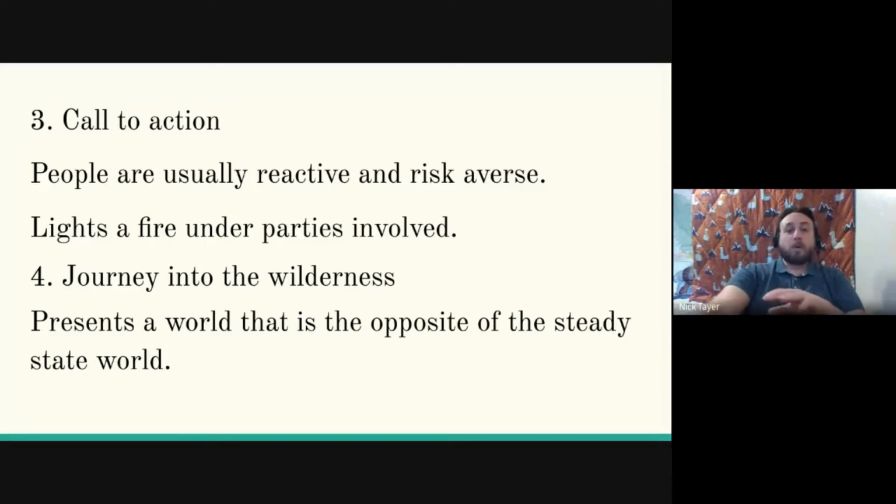The reason why we're reactive by nature and tend not to seek out a call to action is that it inevitably leads us on a journey into the wilderness. This is a journey that presents a world that is opposite of the steady state world. Finding something that would allow me to answer my students' call to action was critical. It was my journey into the wilderness. I had to go find new ways of connecting with my students because the ways that I had attempted weren't working in an online environment.